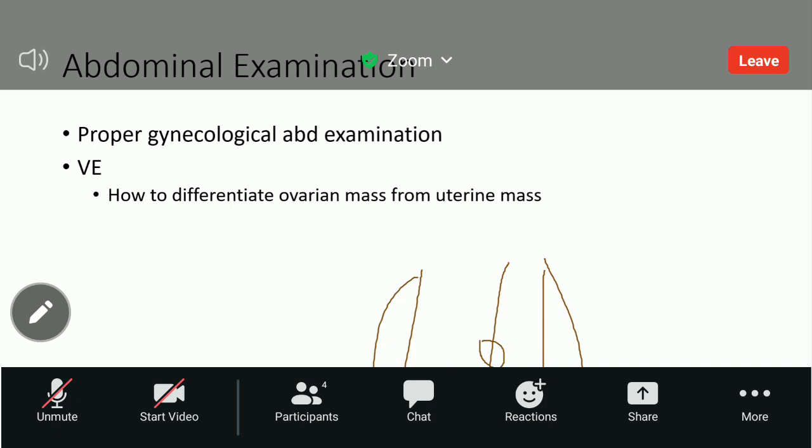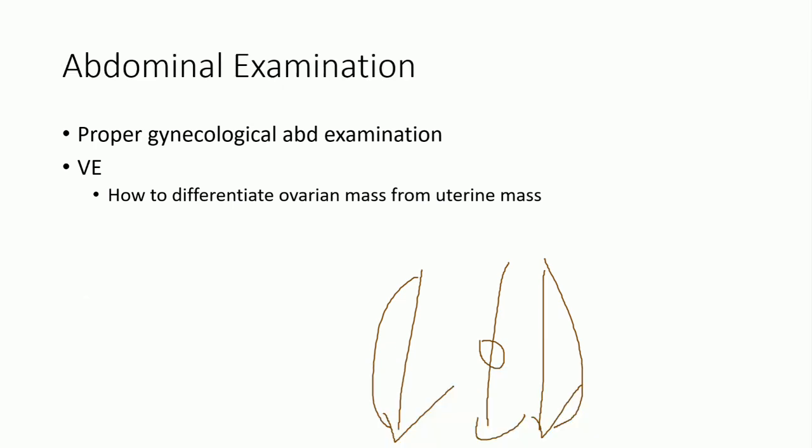renal mass, and auscultation. Sometimes they tell you there is no need for auscultation. Auscultation is normal. And also we have to know the proper technique of eliciting the free fluid. They will ask. And here what we have to know is how to differentiate ovarian mass from uterine mass. That is the common question asked in the case of an ovarian or uterine case. We have to know that.